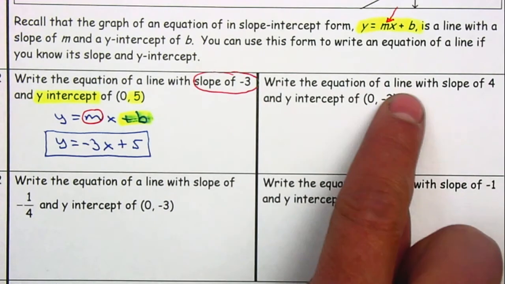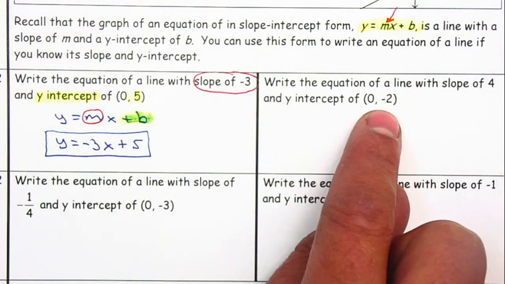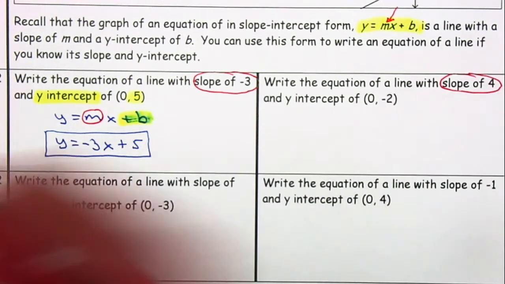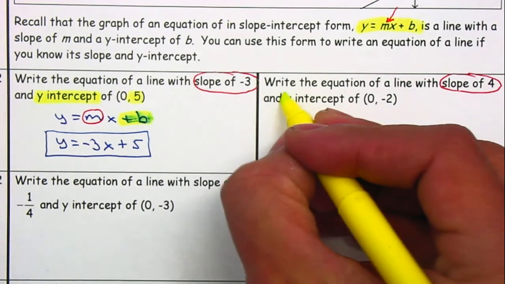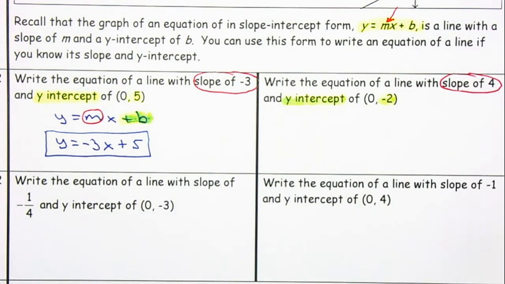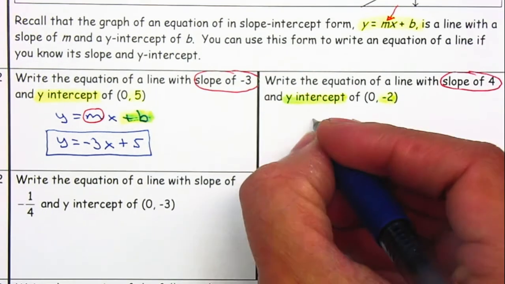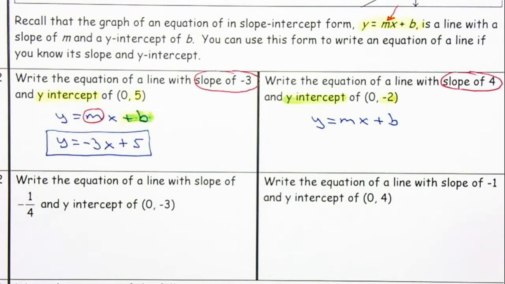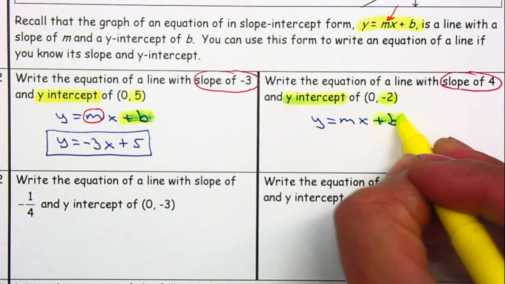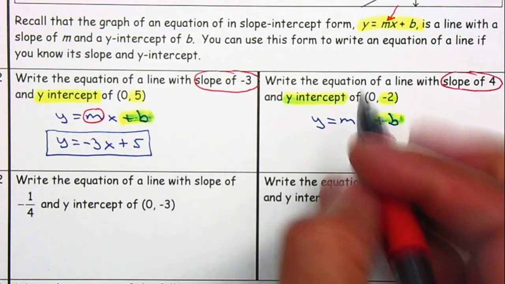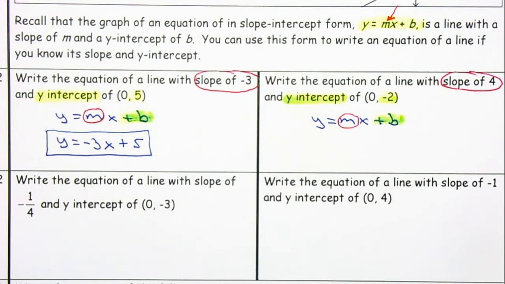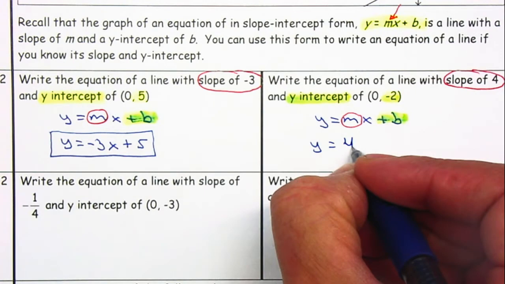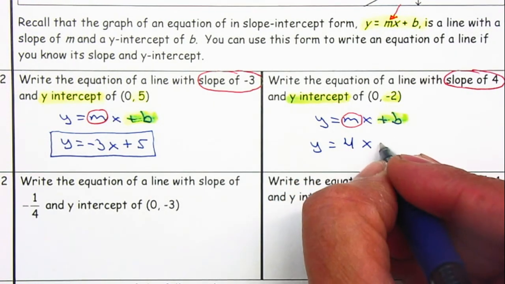They're asking you, write the equation of a line with slope of 4 and y-intercept of (0, -2). So I need you guys to circle your slope with the red pen. The y-intercept is -2. Let's write down the equation of the line. Y is equal to mx plus b, where b is your y-intercept and m is your slope. So now we can substitute the information that's given to us. Y is equal to 4x. This is a -2, so that'll be -2.